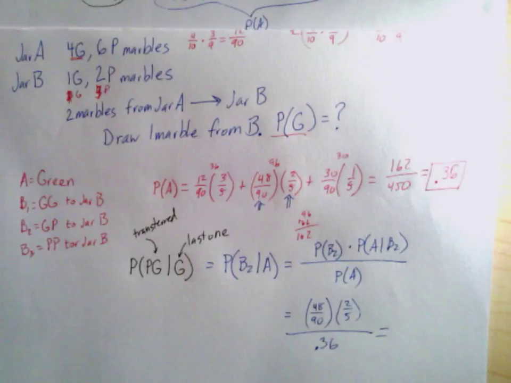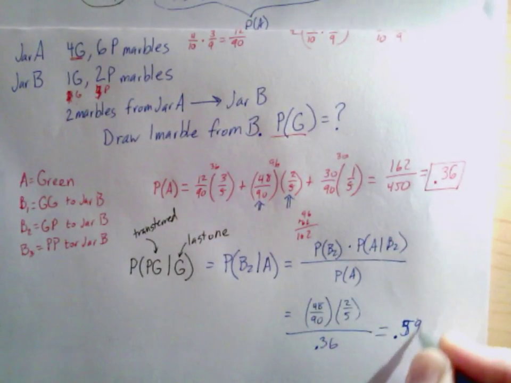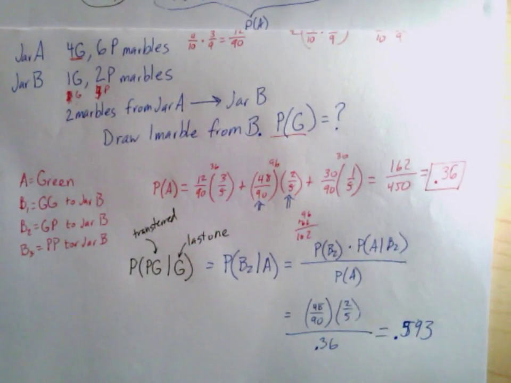It should be 0.593. Which means if I pulled out a green, we got a pretty good chance, almost a 2/3 chance, that I transferred 2 of different colors. Okay. Can you see how it could be used?